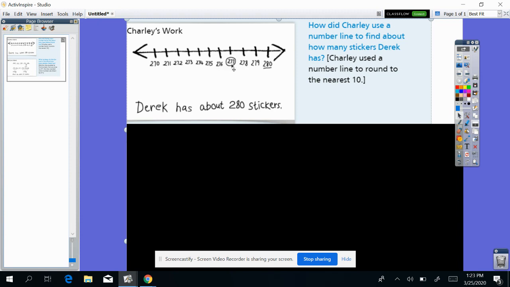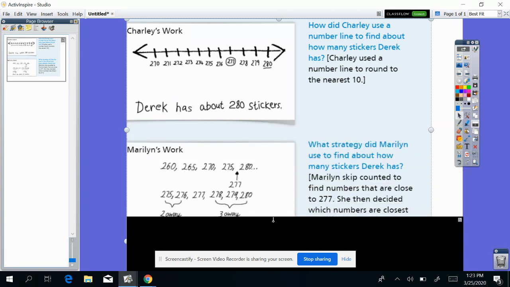Okay, so what he did was he used a number line. He started at 270 and went all the way to 280. Okay, then he circled the number that Derek has, which is 277. And what he did was he rounded that 277 to the nearest 10, which gave him 280. Okay, so that was the strategy that Charlie used. He used the number line and rounded that number up. So he has about 280 stickers. So we're making an estimate about how many he has. How would we explain it to someone?